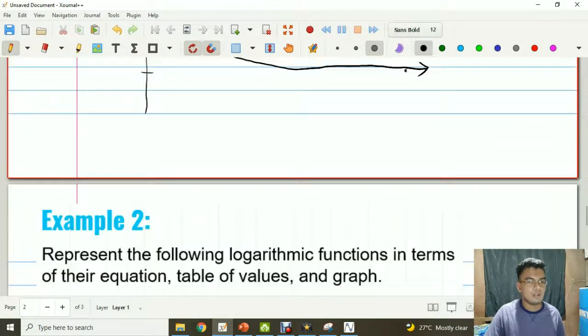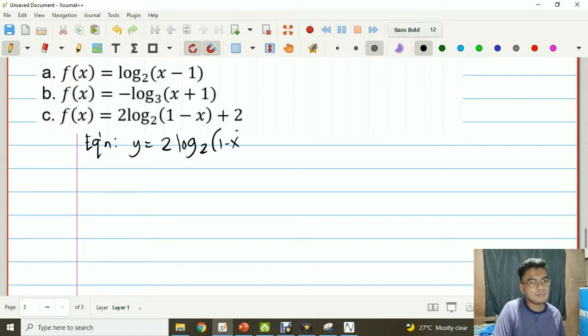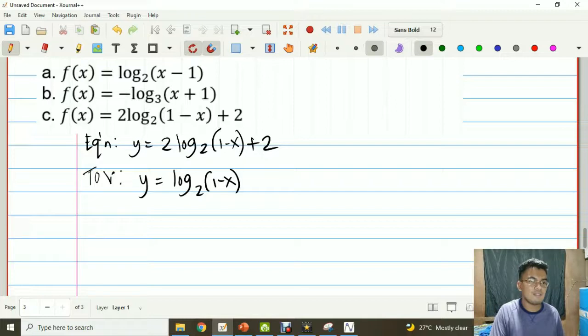And for our third item, we have this one. So for its equation, papalitan lang natin si f of x using y. Y is equal to 2 times log base 2 of 1 minus x plus 2. So para sa kanyang table of values, gagamitin natin yung equation na y is equal to log base 2 of 1 minus x. Kasi yung given natin, itong given na to ay isang transformation ng logarithmic function na ito.